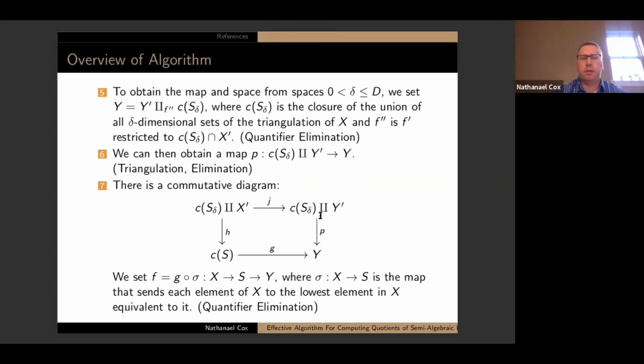That's kind of like almost our quotient map, and then we choose G such that this diagram commutes, and then if we compose G with sigma, we get a map from X into Y. That is the desired map that we would like.